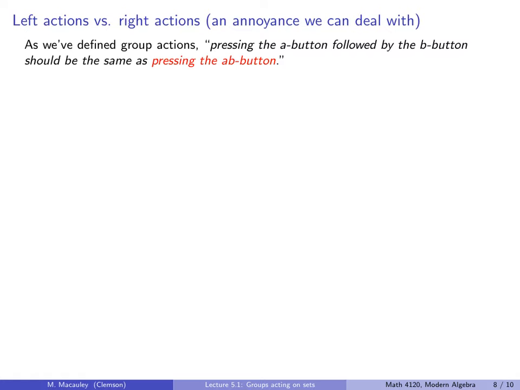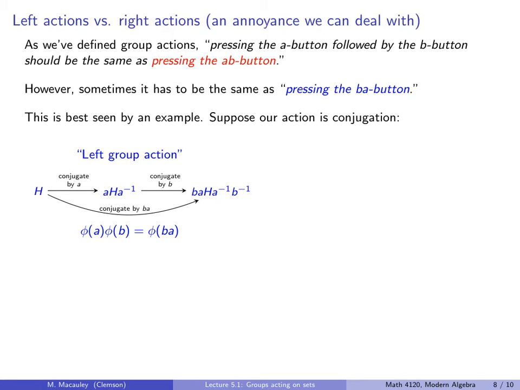Now, before we go any further, I need to address a small technicality. That is the difference between something that's called a left group action and a right group action. I say that this is an annoyance, but it's something that we can deal with. So, as we've defined group actions, pressing the A button followed by the B button should be the same as pressing the AB button. However, sometimes it has to be the same as pressing the BA button, not the AB button. This is best seen by an example.